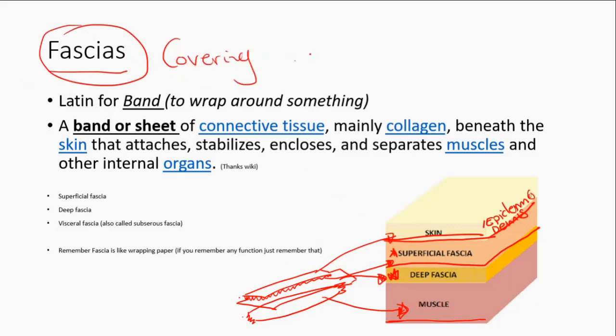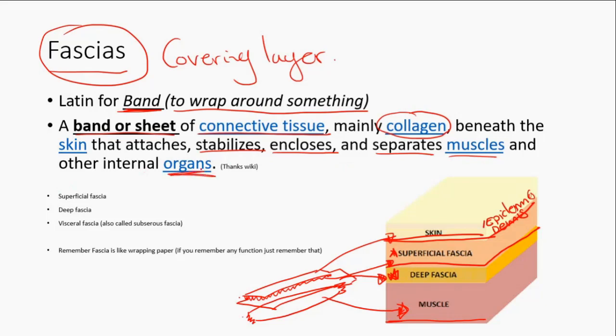So the reason why I explain this is that a fascia is essentially a covering layer. Okay? It's like a sheet. In Latin, the word means band, and it's just to wrap around something. Okay, so it's a band or sheet of connective tissue, and it's made of collagen. Remember, we said from last lesson, connective tissue is made of collagen, and it's located beneath the skin, and it's used to stabilize, enclose, and separate muscles, essentially, or other organs.